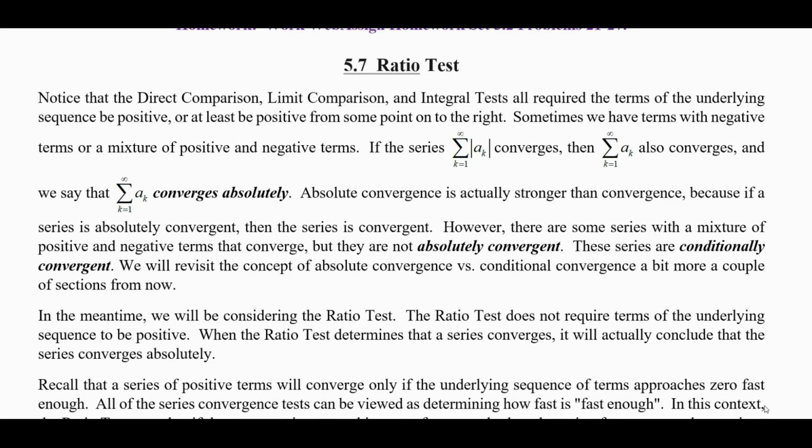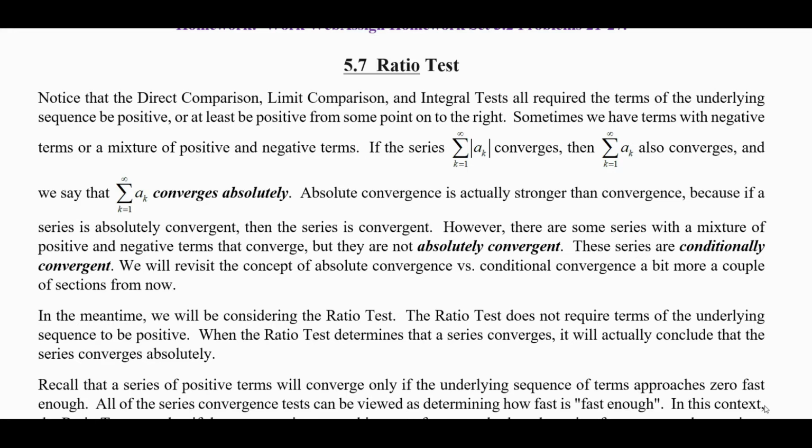In this video, we're going to be talking a little bit about the ratio test for testing for convergence or divergence of series. So notice that the direct comparison, limit comparison, and integral test all require the terms of the underlying sequence to be positive, or at least be positive from some point on to the right forever. Sometimes we have negative terms, or a mixture of positive and negative terms. Sometimes even a random kind of mixture.